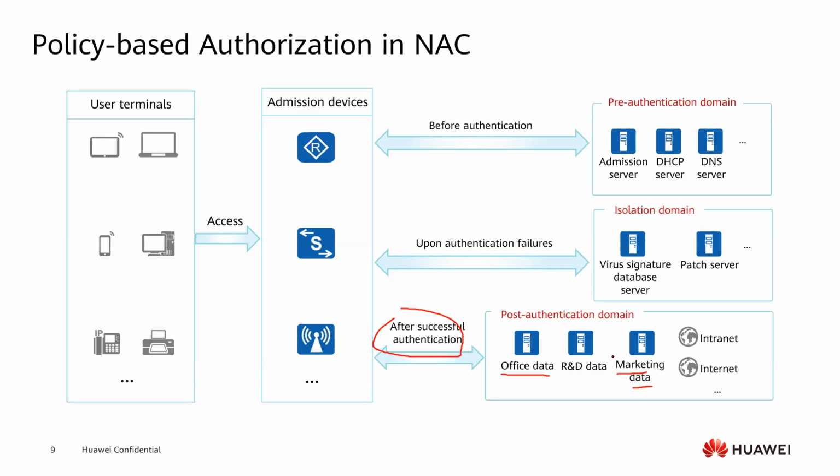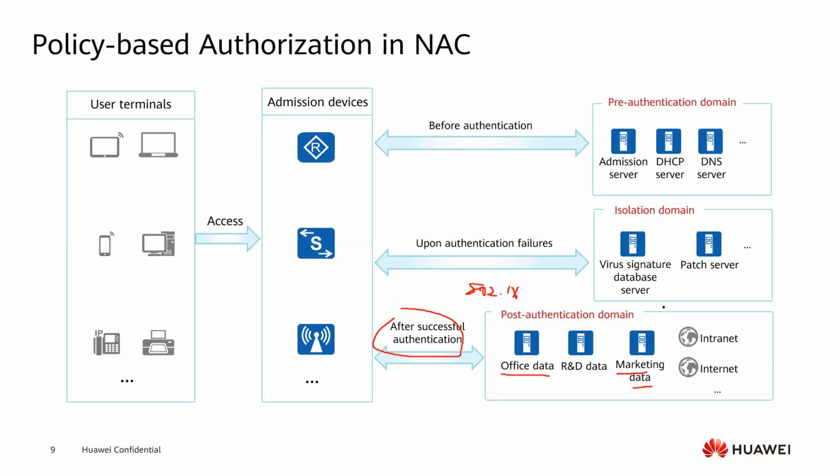And if someone has failed the authentication, they will come to the isolation domain to upgrade their virus database, or to download the 802.1x client software. So this is how different terminals get to different authentication domains to get different resource access rights.